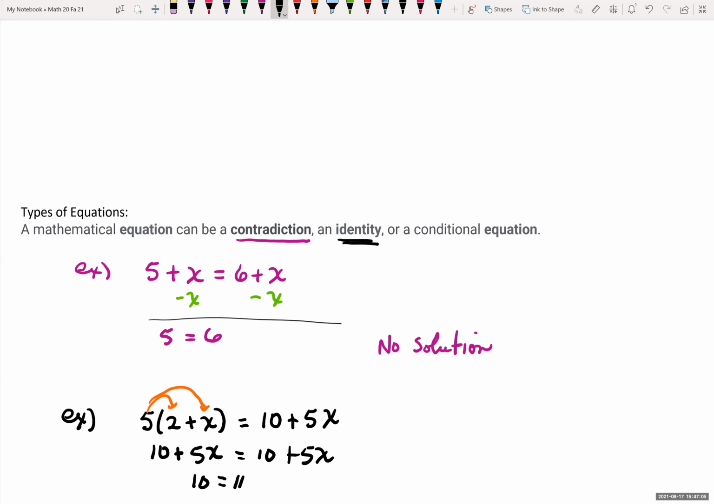Any number I plug in for my value of x here is always going to come out a true statement. And so this is a case of an identity. And so in this case, we have an infinite number of solutions. Any number works for our variable, in this case, x.